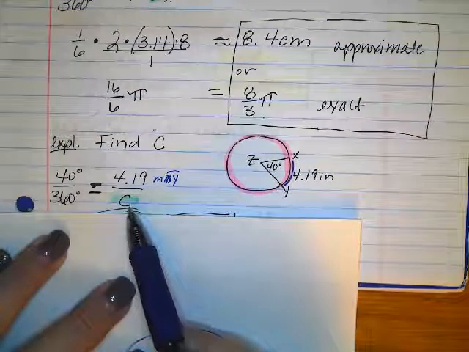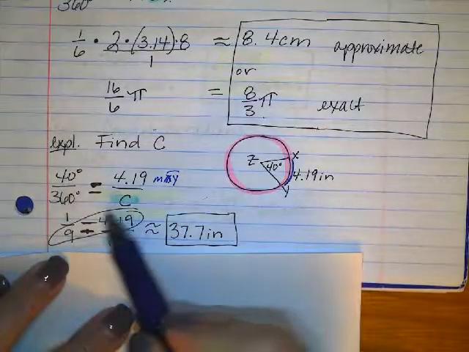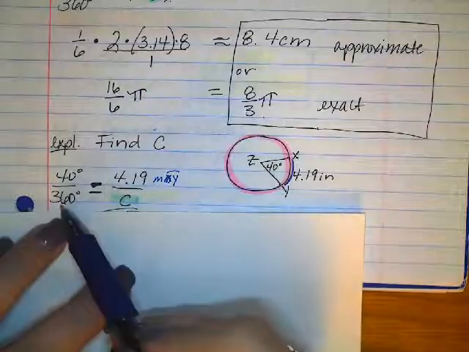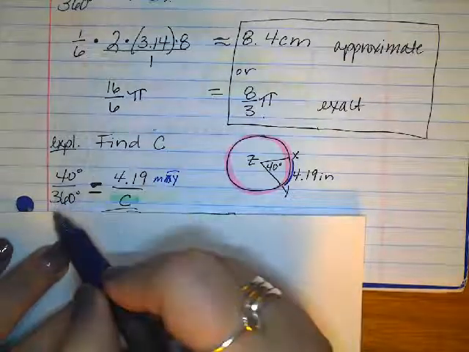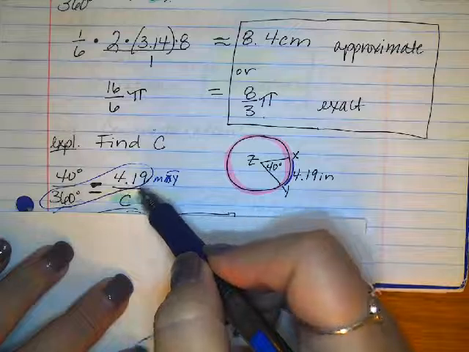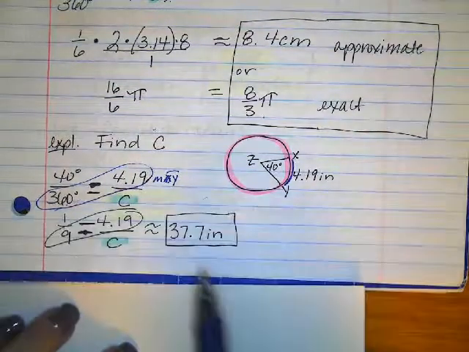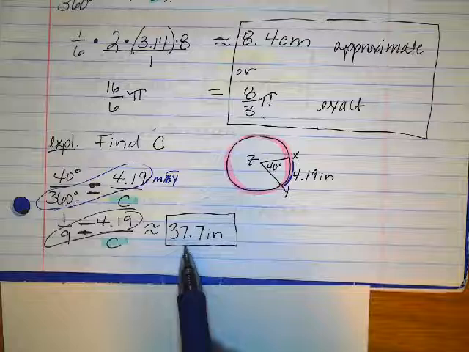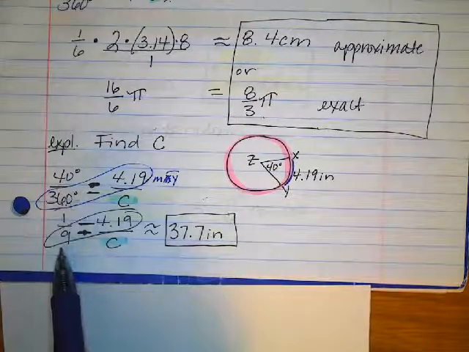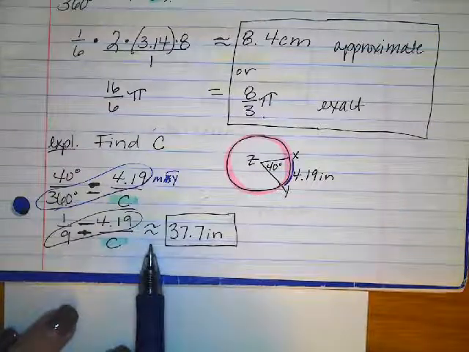Okay, so I'm going to cross multiply. I don't have to simplify that first on my calculator. I could multiply right here if I wanted to: 360 times 4.19 and divide by 40. And I'm going to get 37.7. So I simplified this here to 1/9, but you certainly don't have to do that. And also remember these wiggles, that means approximately.